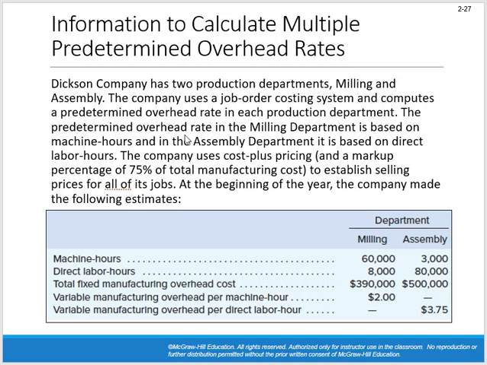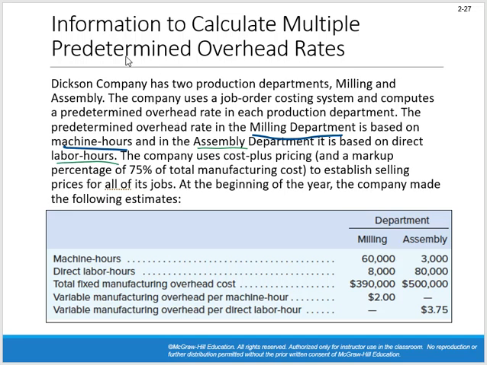The predetermined overhead rate in the milling department is based on machine hours. So milling is based on machine. I'm going to underline that. Milling and machine. And the assembly department is going to be based on labor. Okay. So assembly department is based on direct labor.